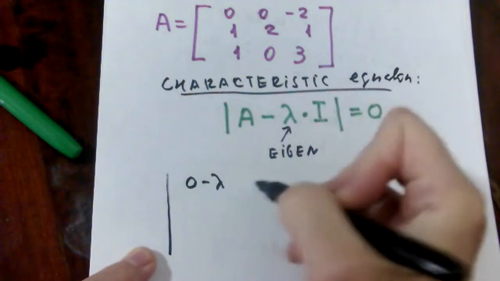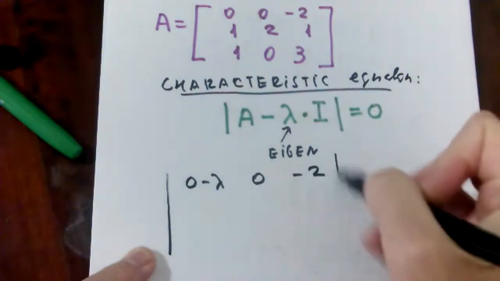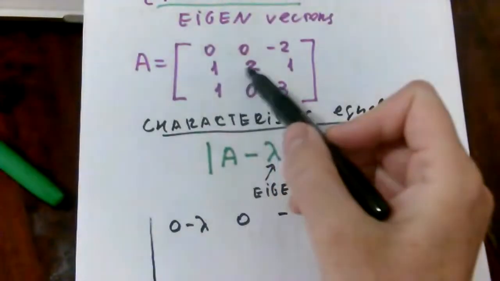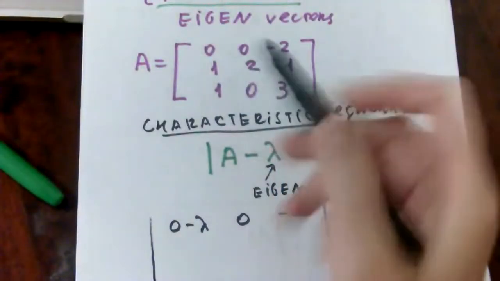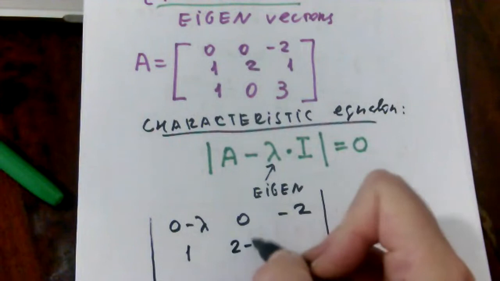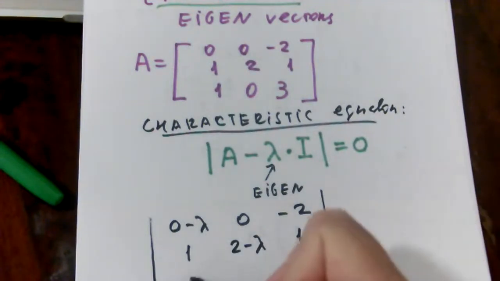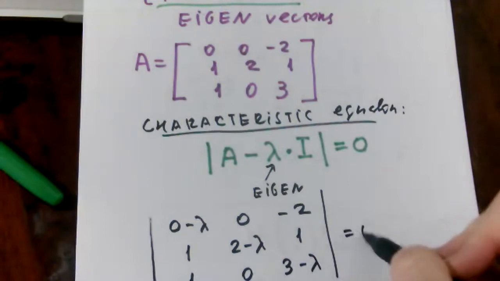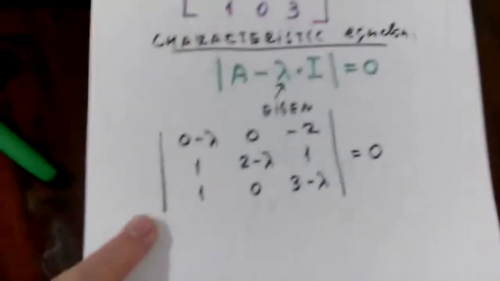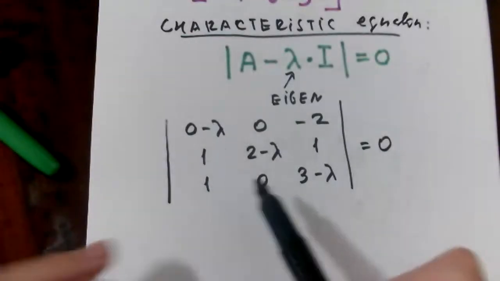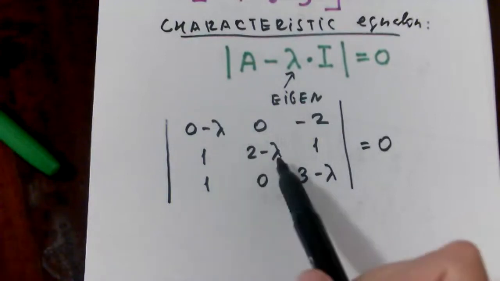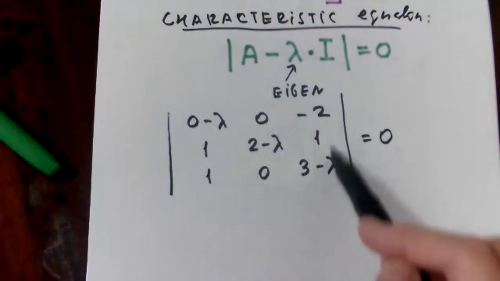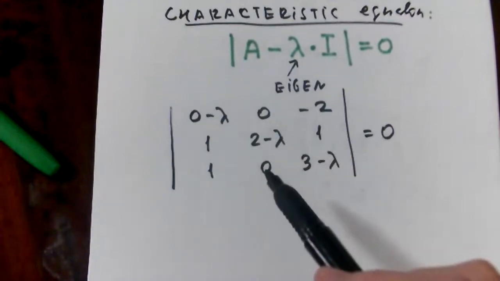So 0 minus lambda, 0, minus 2. That's how the first row will look now. Then the second row, we need to subtract lambda from this element, from 2. 1, 2 minus lambda, 1. And the last row will look like 1, 0, 3 minus lambda. And again, it's equal to 0. So this looks like an equation already with only one unknown, lambda, which is our eigenvalue. But you know what? We need to start calculating this determinant.